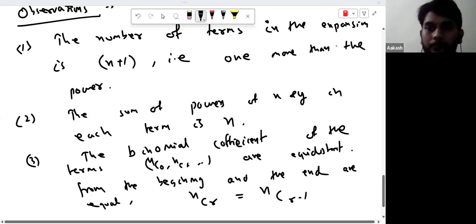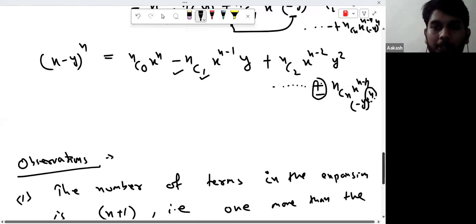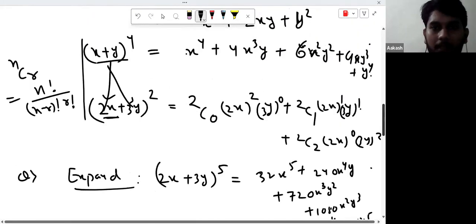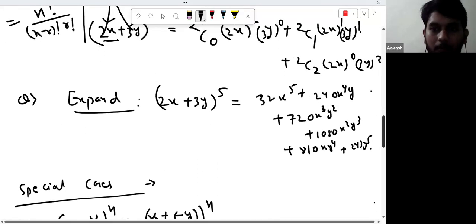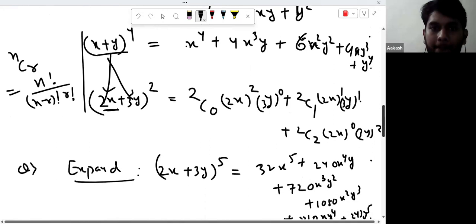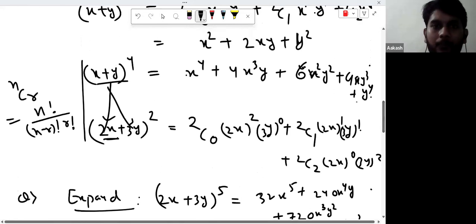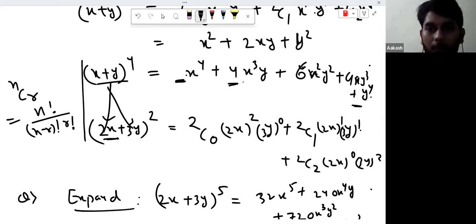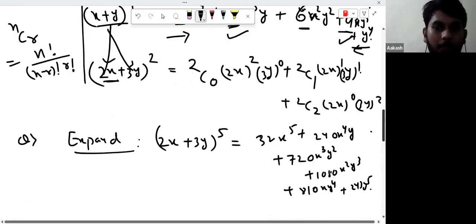Done. Yes, sir. Binomial coefficient means this nC0, nC1, nC2, these only. Okay. And if you look at here, x plus y whole power 4, this is 1, this is 1, 4 and 4 and 6. So terms equidistant from the beginning and the end are equal. Second term from the beginning and second term from the end are equal. This is what the last point says. Okay.